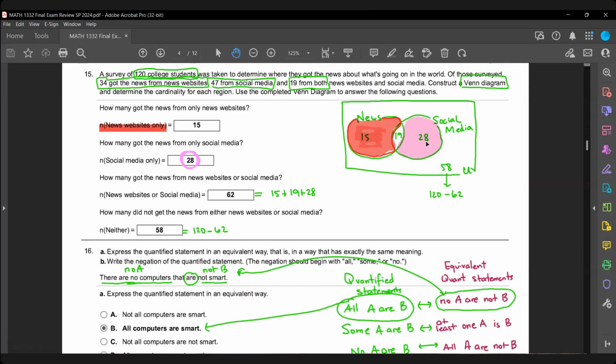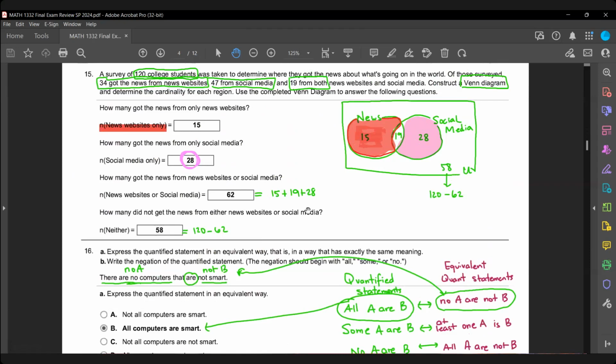Where is this 28 coming from? Well, 47 students get their news from social media. Take 19 from 47, and that leaves us with 28 students that only get their news from social media. What about this 62?